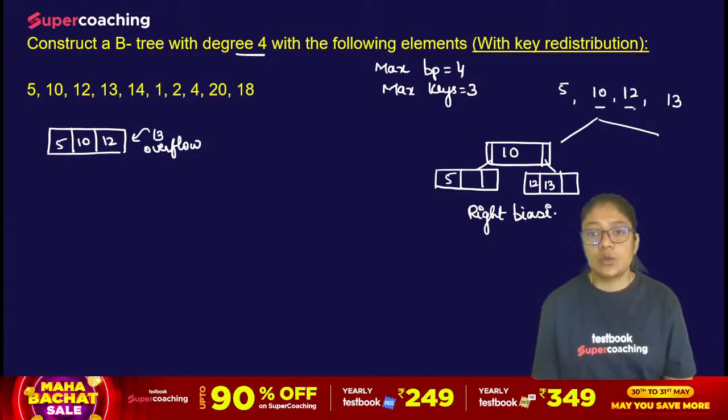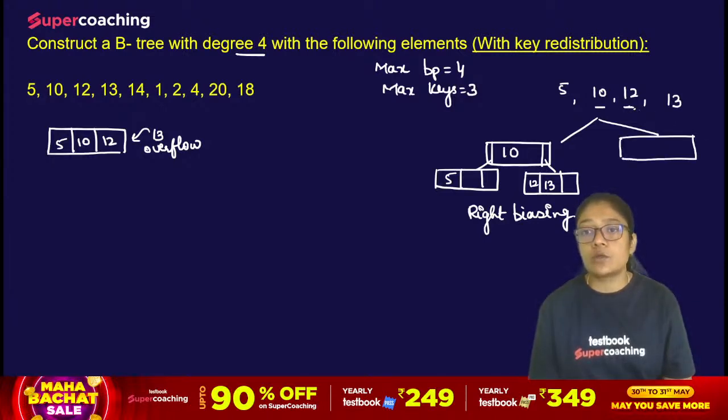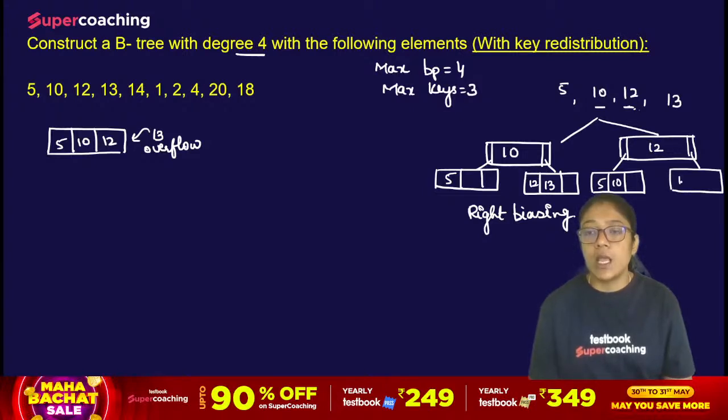This concept is known as right biasing, and if we are going to divide this node, we are going to split this node on the basis of 12. So we'll be having two elements on the left hand side. More number of elements are present on the left hand side and one element is present on the right hand side. Since more number of elements are present on the left hand side, this is known as left biasing.